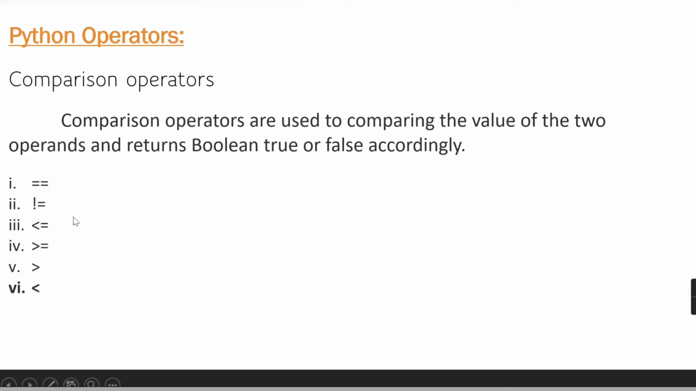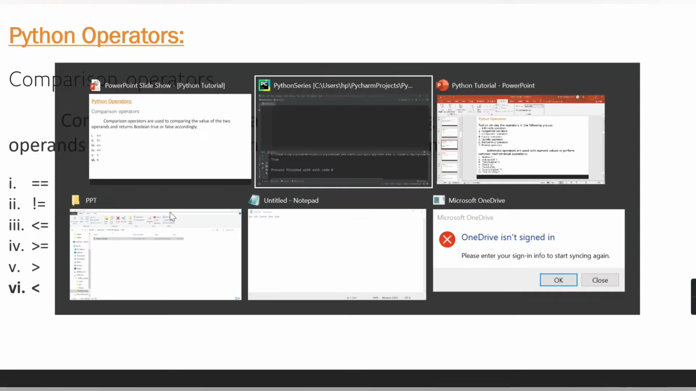These are the different types of comparison operators. First one is equal equal, which is used to check if two operands are equal or not. The second one is not equal, and this is the symbol for not equal in coding language. This is less than equal to, this is greater than equal to, greater than and less than. So let's check in code how we can use these comparison operators.